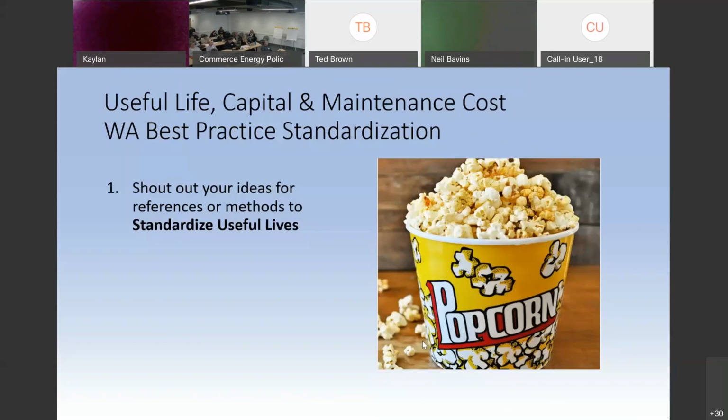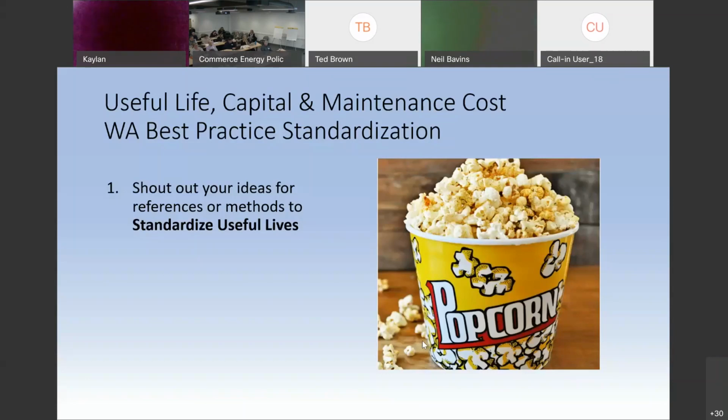And an important point of this is that you have measures that may have, within that measure, different components of different life. Maybe you've got a boiler housing that's going to last a long period of time, and a control unit that's going to last 12 years. And so you need to look at useful life of multiple components within a single measure.